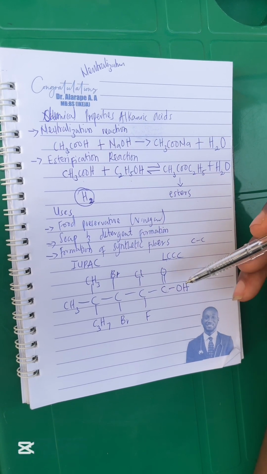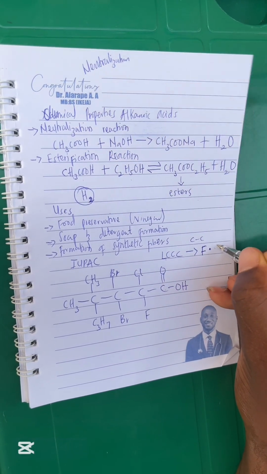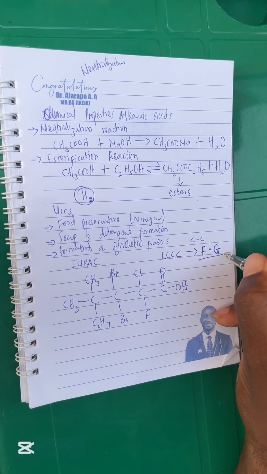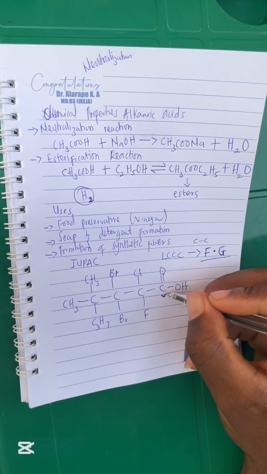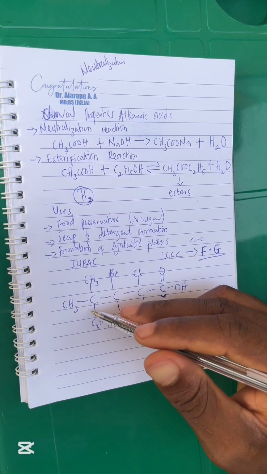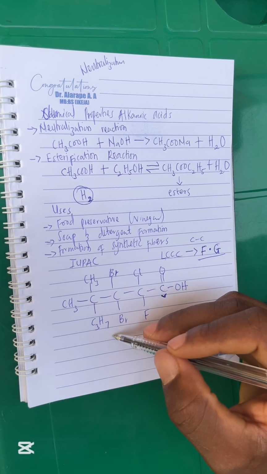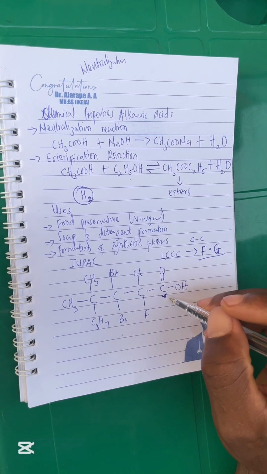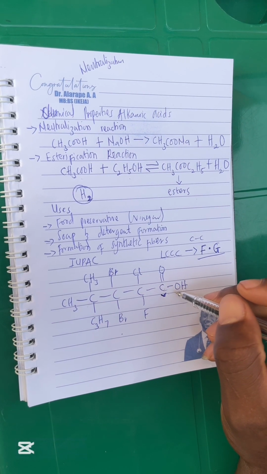So now, ensure that your longest continuous carbon chain must include the functional group. Anytime you are counting your longest continuous carbon chain and it does not include the functional group, that means you are doing it wrongly. Your longest continuous carbon chain must include the carbon bearing the functional group. So if there were a longest continuous carbon chain that is longer than this 7 we counted, but the main functional group in the compound is this alkanoic acid functional group, then you will have to choose the longest continuous carbon chain that has the functional group. I hope you are following me, right?